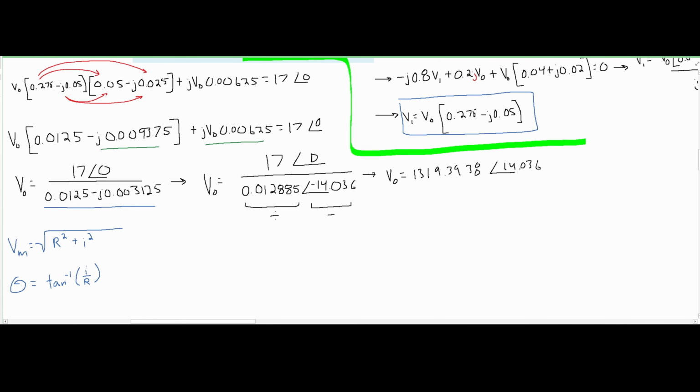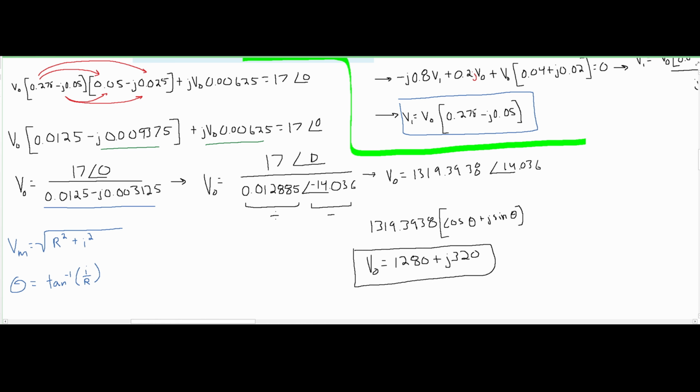And to do this, we are going to set our number on the outside, which is 1319.3938. And then on the inside, we are going to have a cosine of our angle plus j times the sine of our angle. Remember, our angle is 14.036. And if we do this, we are going to get that our V0 is equivalent to 1280 plus j times 320. That is going to be the rectangular form.